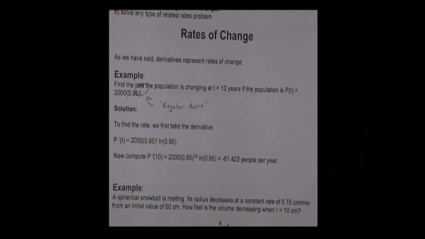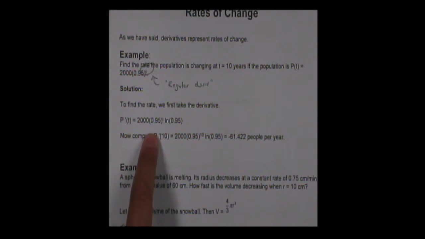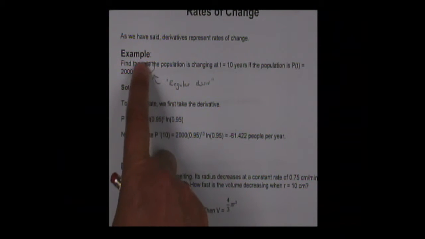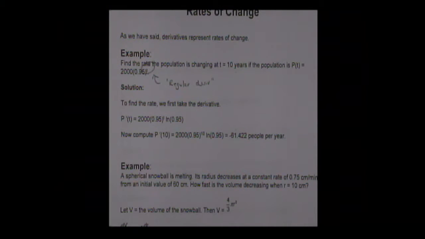The concept is this is a regular derivative. So we just take the basic boring derivative, 2,000 times 0.95 to the t times the natural log of 0.95. Remember to take that derivative, the 2,000 is a constant. It's along for the ride, so I just took the derivative of the 0.95 to the t, which is this part. And then we plug in the 10 and put on our units. We've done that numerous times before. It's not a big deal to us.